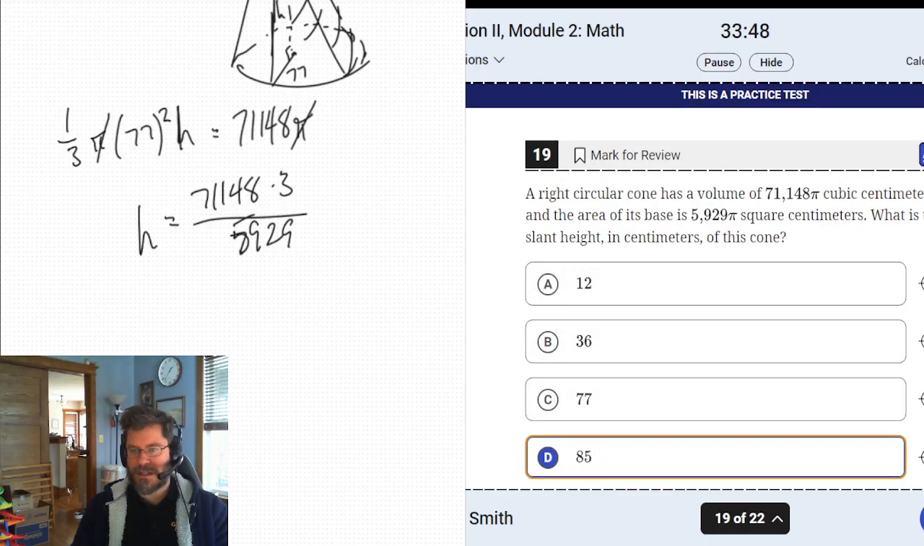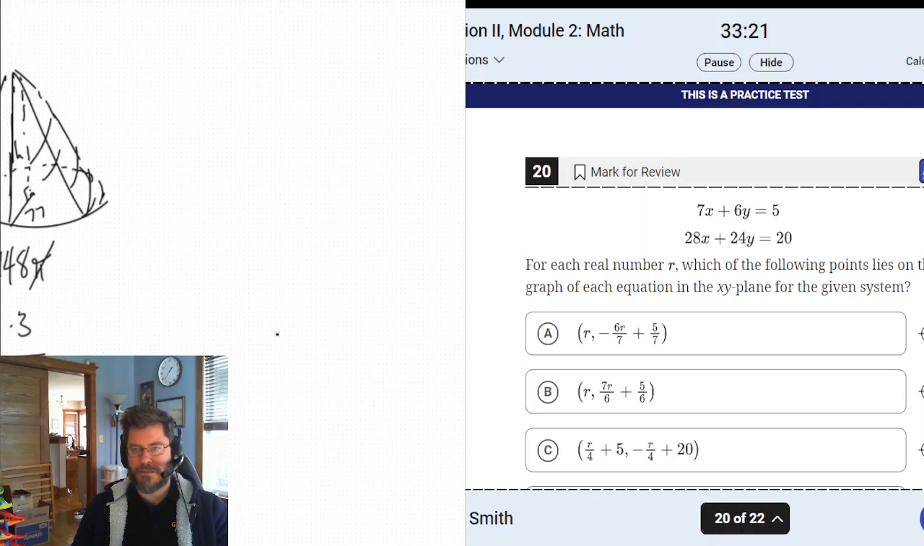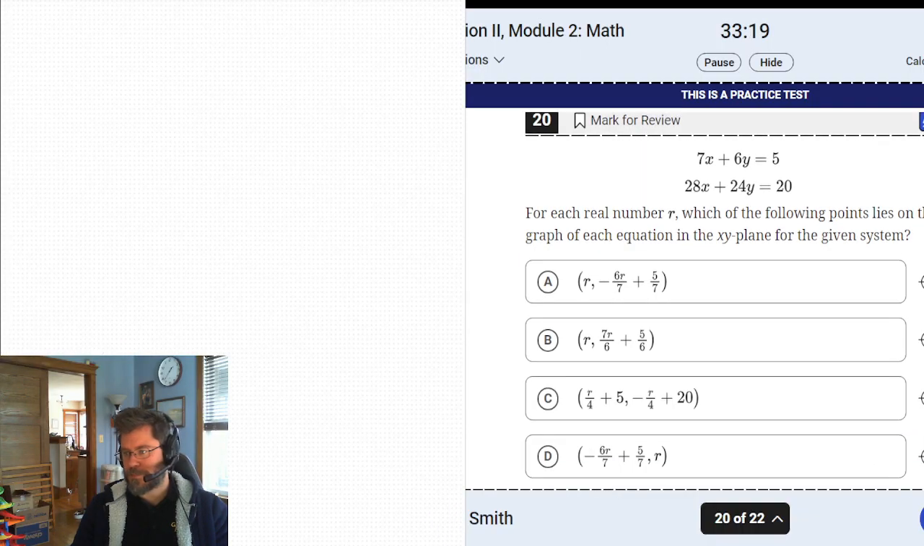I'm betting it's 85. So h is 36. The radius was 77. And it must be 85 because the Pythagorean theorem is going to give us a hypotenuse that's greater than any of them. But if you want to go ahead and do the math on that, I encourage you to do so. That would be the next step. 77 is the base of the triangle. 36 is the height of the triangle. Do the Pythagorean theorem to get the slant. I'm confident enough, but I'm just going to move on.